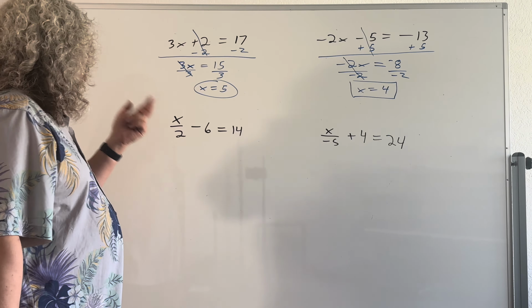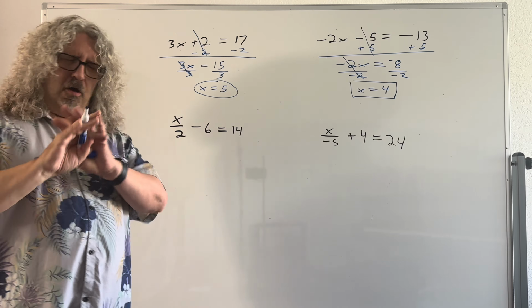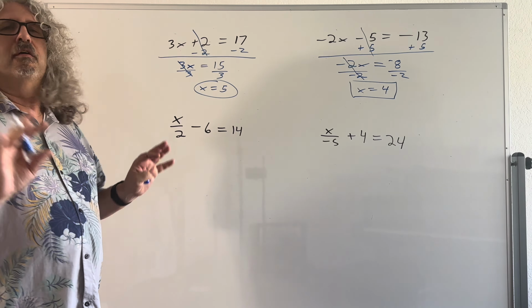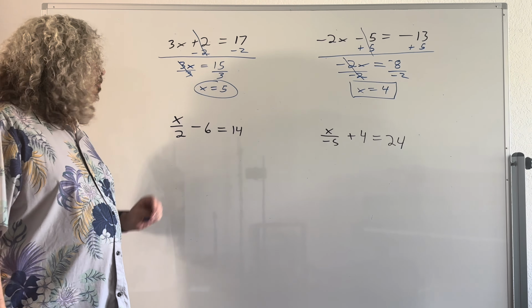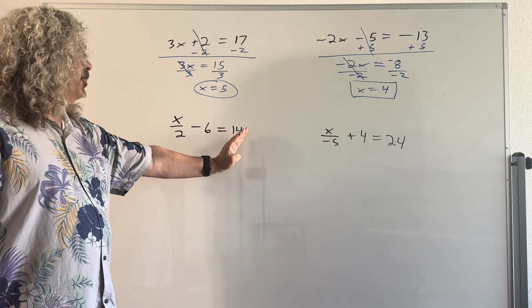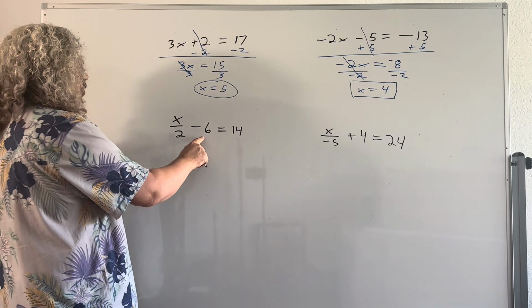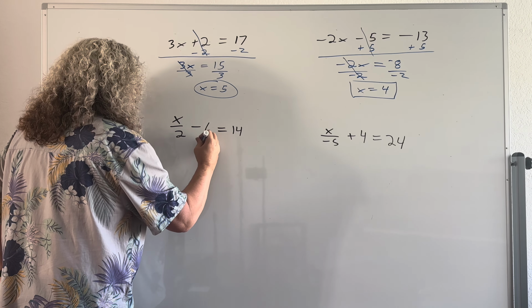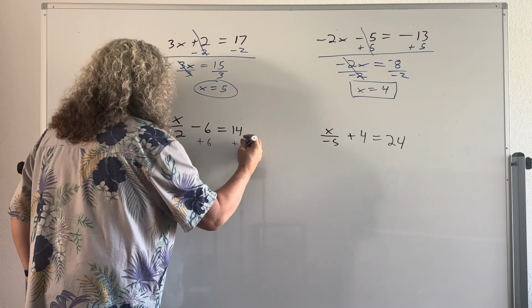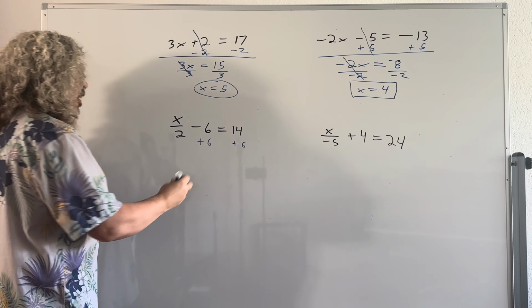Okay? Now we have some fractions. I hate fractions. Oh my gosh, get me rid of the fractions. Leave the fraction alone for right now. Just move the numbers. I have a number here, I have a number here. Let's combine all the numbers together. We're going to do that by getting the number over here. So we're going to add 6 and add 6. We're just going to ignore the whole fraction right now.